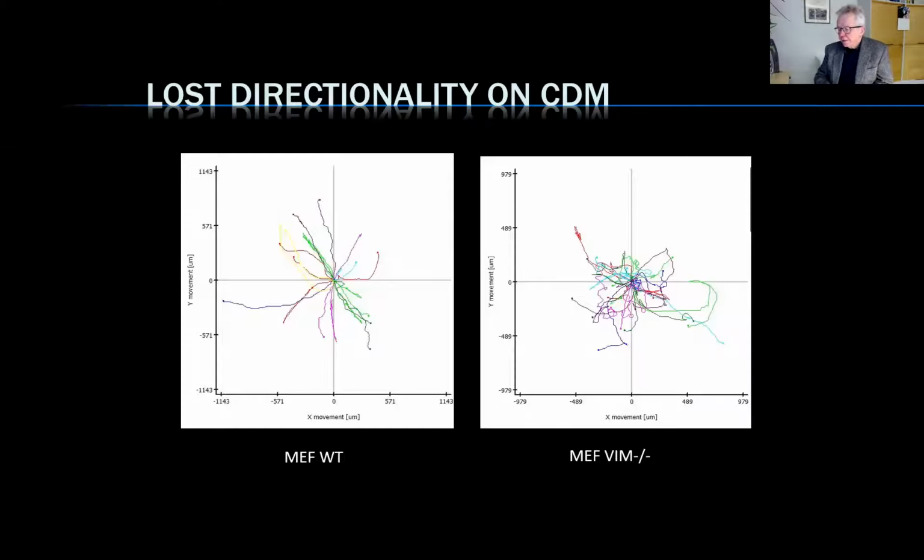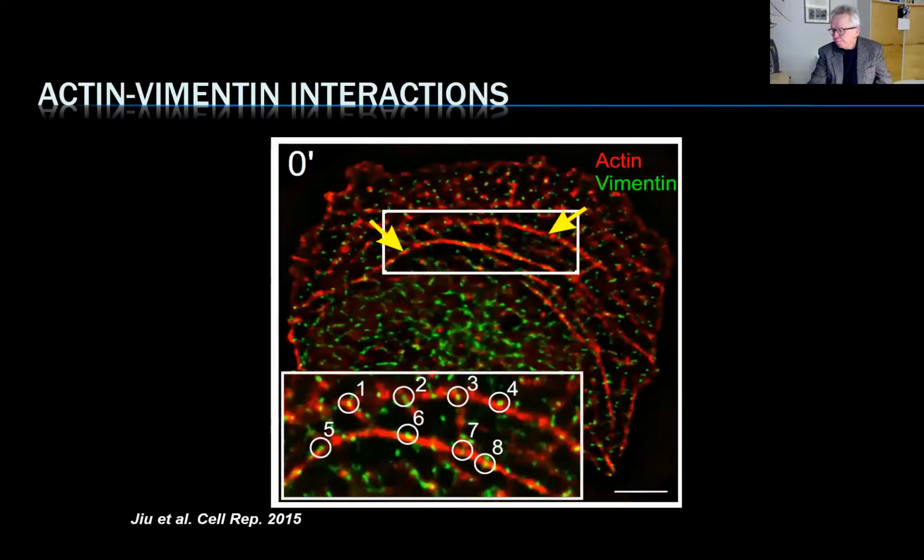If you analyze the tracks, you can see that it's very different. You can see that it's very straight in the wild type situation, and it's completely perturbed in the knockout situation. So these are single cell tracking. And we could see the same observation with different cells, primary cells, and also with rat embryonic fibroblasts knockout for vimentin.